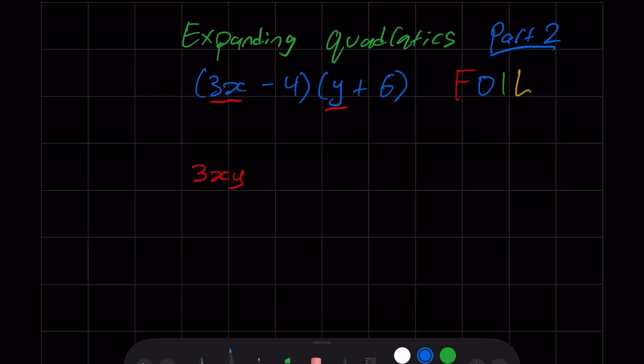Now we can move on to outers. We take our outer term here and we multiply it with our outer term here. 3x times positive 6. Put in your calculator 3 times 6, or you may know it already, to be 18x. Our inners. We take our inner term here, which is negative 4, and we multiply it with our inner term here, which is y. Negative 4 times y, we can just write as negative 4y. And finally, our last. We take our last term in our first bracket, which is negative 4, and we multiply that with the last term in our second bracket, which is positive 6. Negative 4 times positive 6 is equal to negative 24.